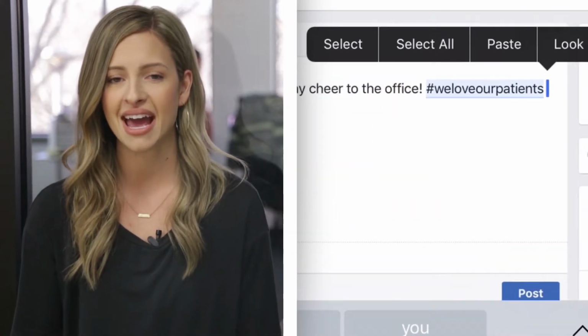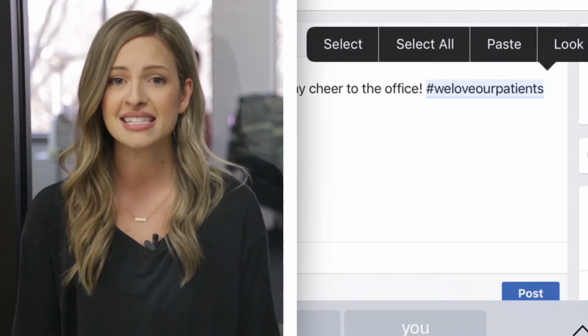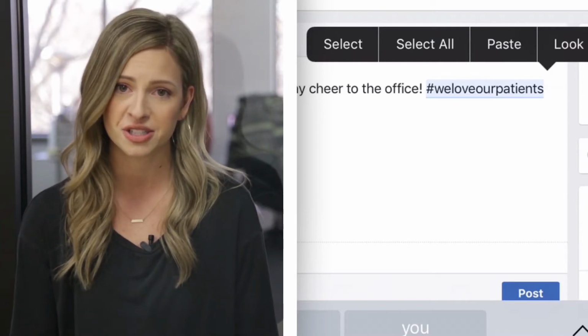Hashtags can also be helpful and are a fun way to organize photos and info by topic. A hashtag is a word or phrase preceded by a hash or pound sign. These hashtags do not include spaces or punctuation.